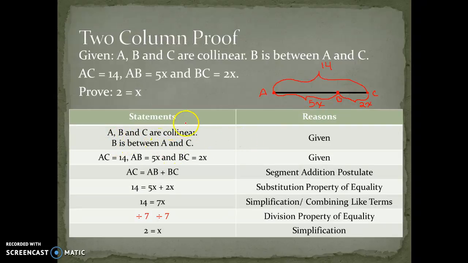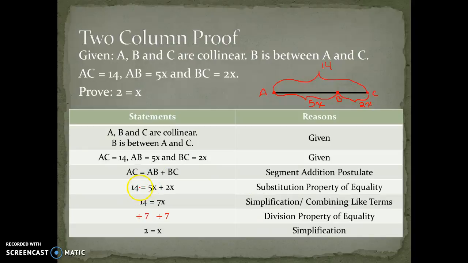So when you have a two-column proof, the first statement you make, you always want to start with what's given. Also, it's worth mentioning now that we're given that AC is 14, AB is 5x, and BC is 2x. So from there, the next logical thing we can jump to is saying that AC is equal to AB plus BC. So basically, the whole segment is equal to this part plus the second part. And that's actually allowed by the segment addition postulate.